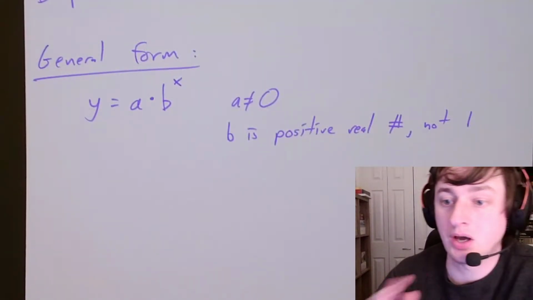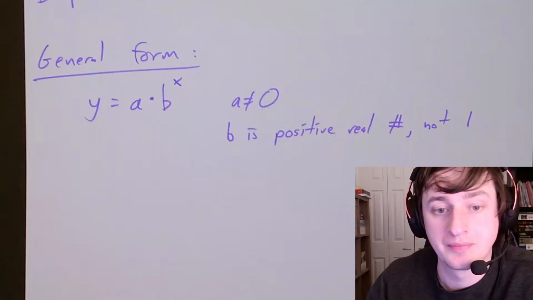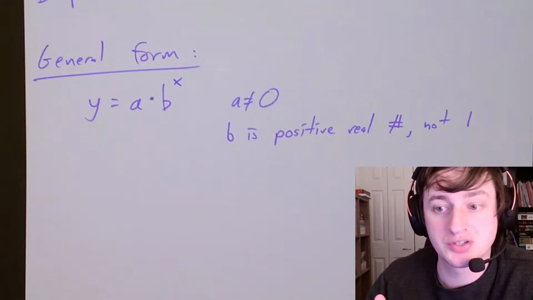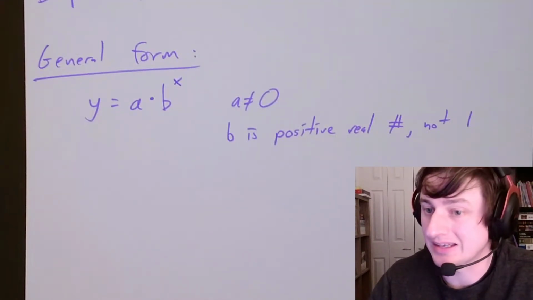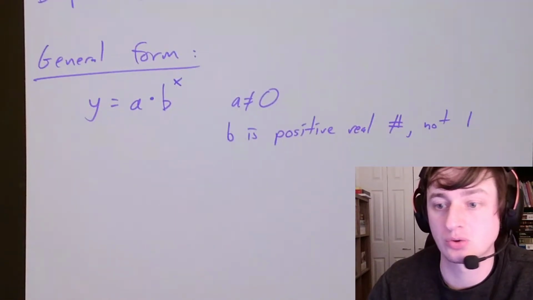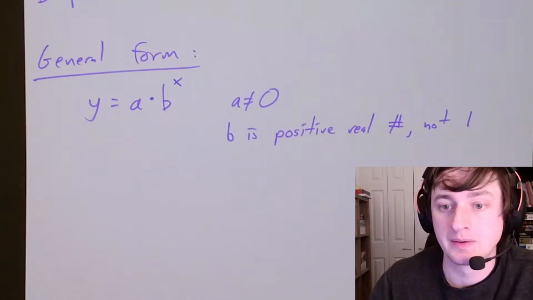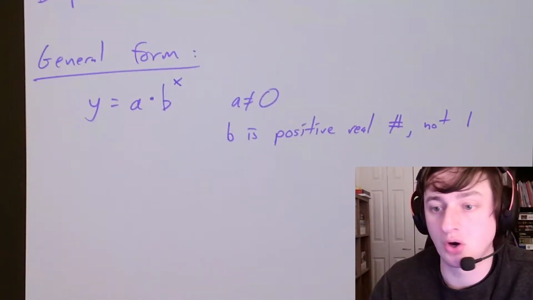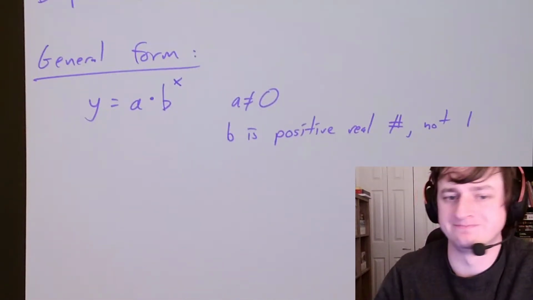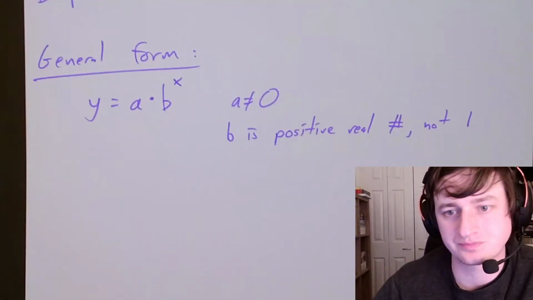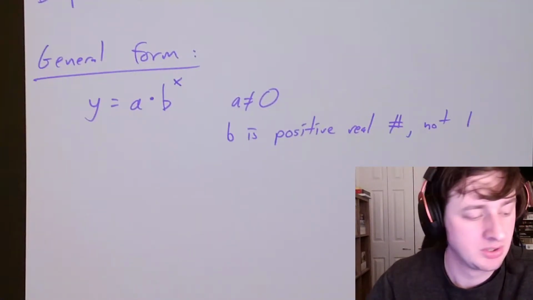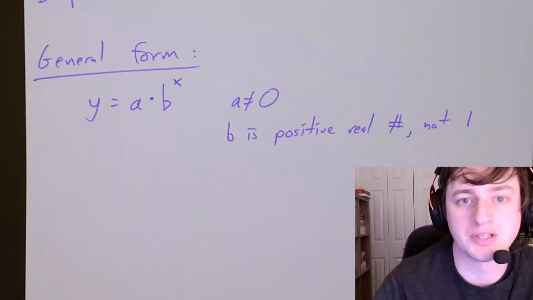Okay. And not one. Because if it was one, then the function is just going to be whatever a is. Y is going to be a. And so that's just a horizontal line. And if a is 0, then y is just always 0. And so that's not an interesting function either. Okay, so we have some rules for what we're going to see.